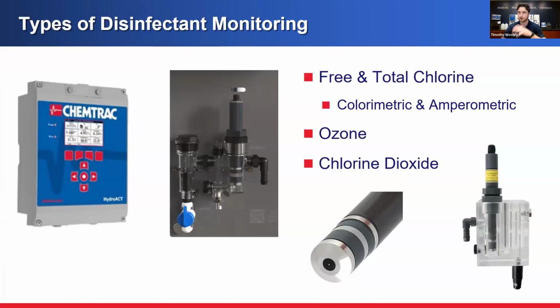So these are the different types of disinfectant monitoring that we offer. That does include chlorine here on the left. You'll see our HydroAct analyzer as well as an example of a chlorine probe, a close-up image of a chlorine probe here, as well as a chlorine dioxide probe. We also offer things like ozone. That's not pictured here, but we'll speak about ozone later in the presentation.